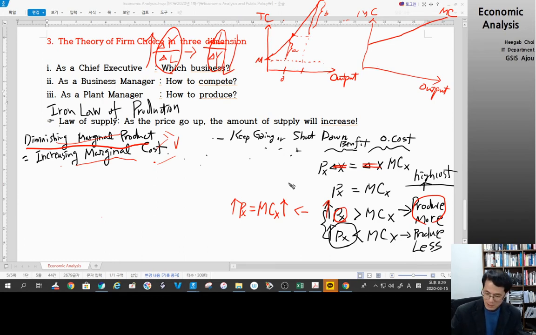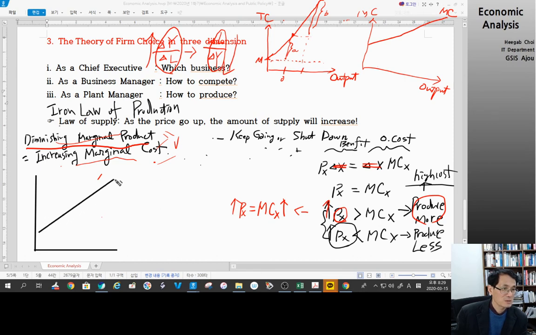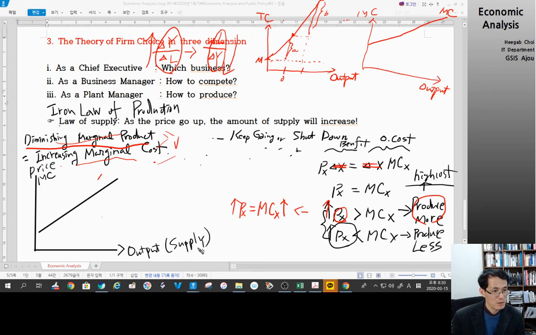So what I'm saying is that suppose we have this figure. Oh, sorry. Okay, let me have this and this one and this one. We have here, right? And we also have here, right? And let's say this is the marginal cost, increasing marginal cost. And let's put here the prices, or marginal cost, MC. And here comes the output, or supply. Increasing marginal cost tells you that MC looks like this, right? Looks like this.